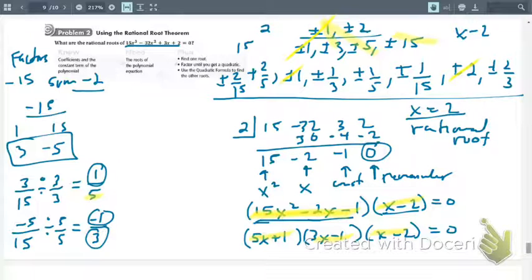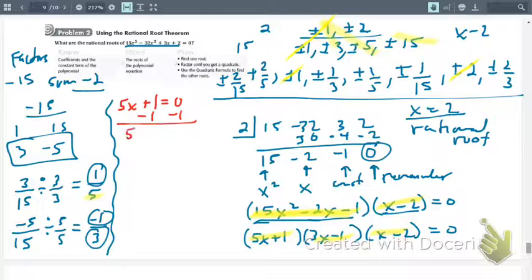So we're going to have, I'm going to use a different color. We have 5x plus 1 equals 0. So we're going to subtract 1 from both sides. So we have 5x equals negative 1. Divide by 5. So x equals negative 1/5. There's a root. Now notice that negative 1/5 is in my list.